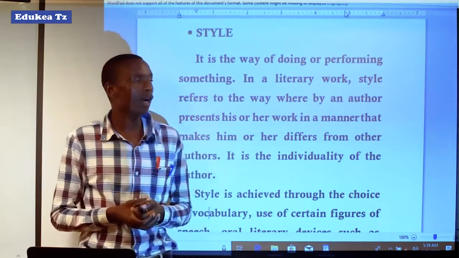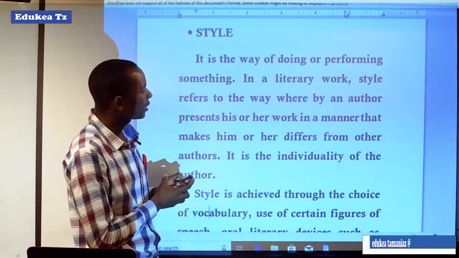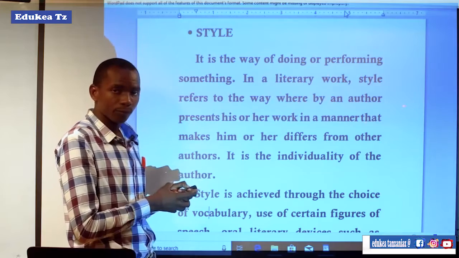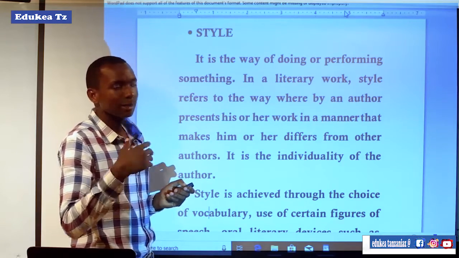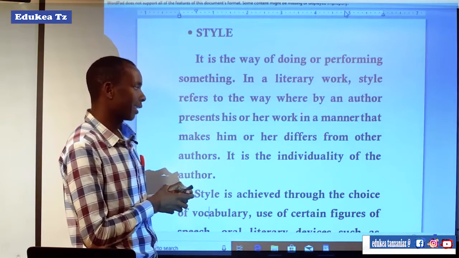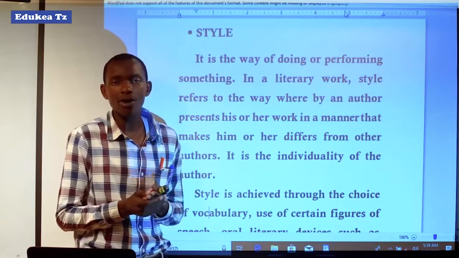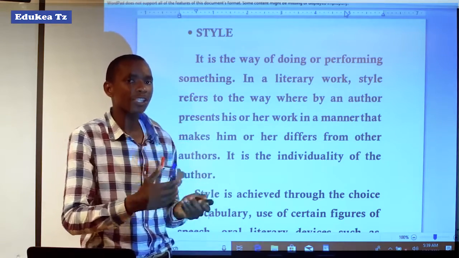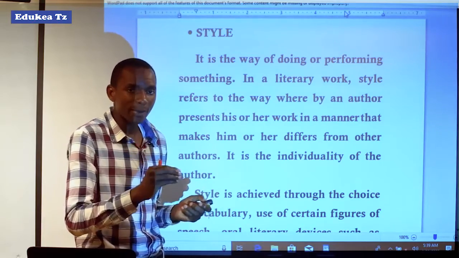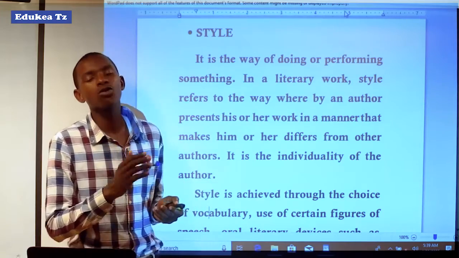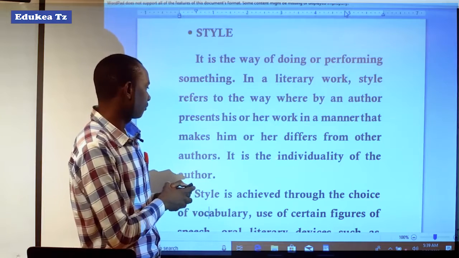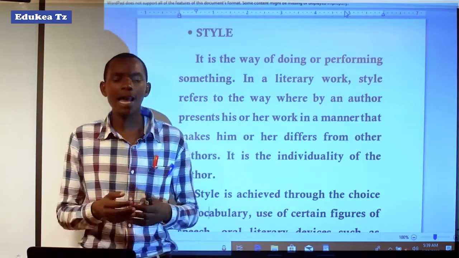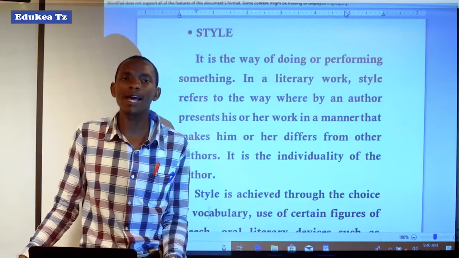When you speak about style, it simply means that in literature, we can define style as the way whereby an author, a person who composes a certain literary work, presents or delivers his or her literary work. These are the different ways used by an author which make his or her literary work differ from other literary work. Also, in simple terms, we may say that it is the individuality of the author, how an author uses different techniques to prepare his or her literary work.